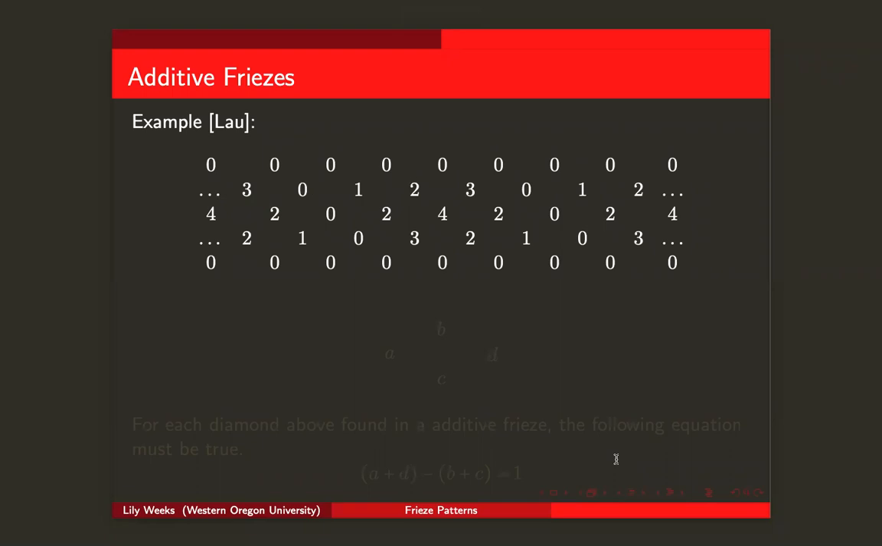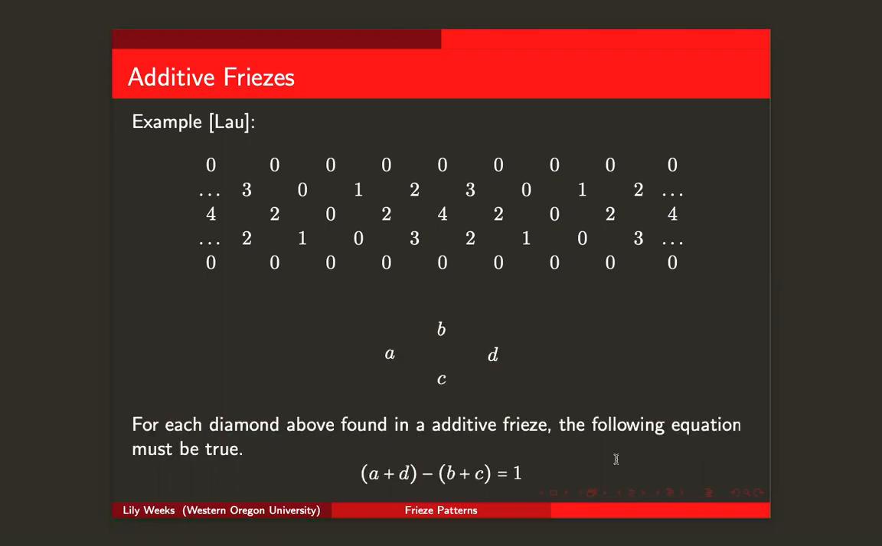Now to additive friezes. Multiplicative friezes are not the only type of frieze pattern. Additive friezes have zeros in their first and last row. You might have noticed that this is the additive identity, similar to the multiplicative friezes with ones in the first and last row. Their relation changes slightly by replacing the multiplication with addition. So for every A, B, C, D diamond, as shown before, we now have the relation quantity AD minus quantity BC must equal 1.